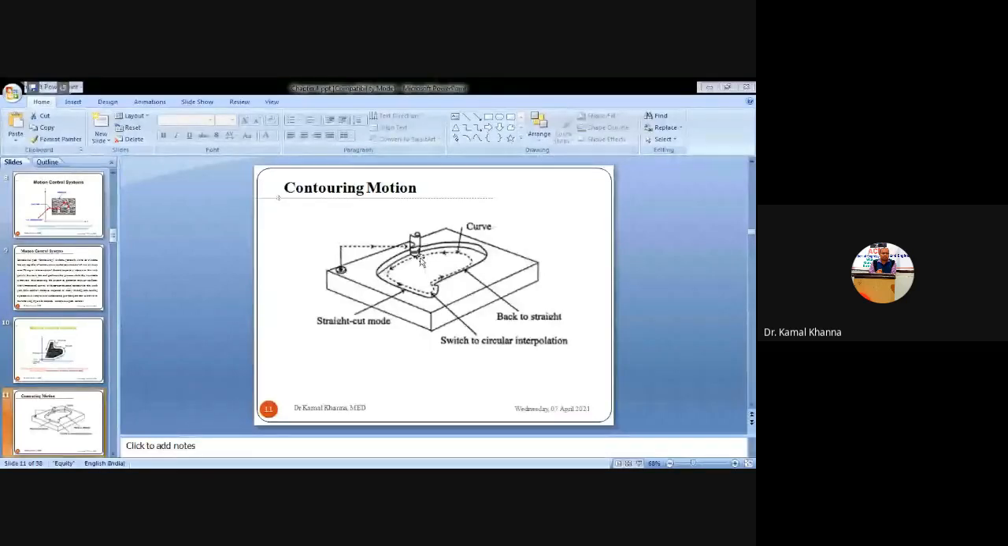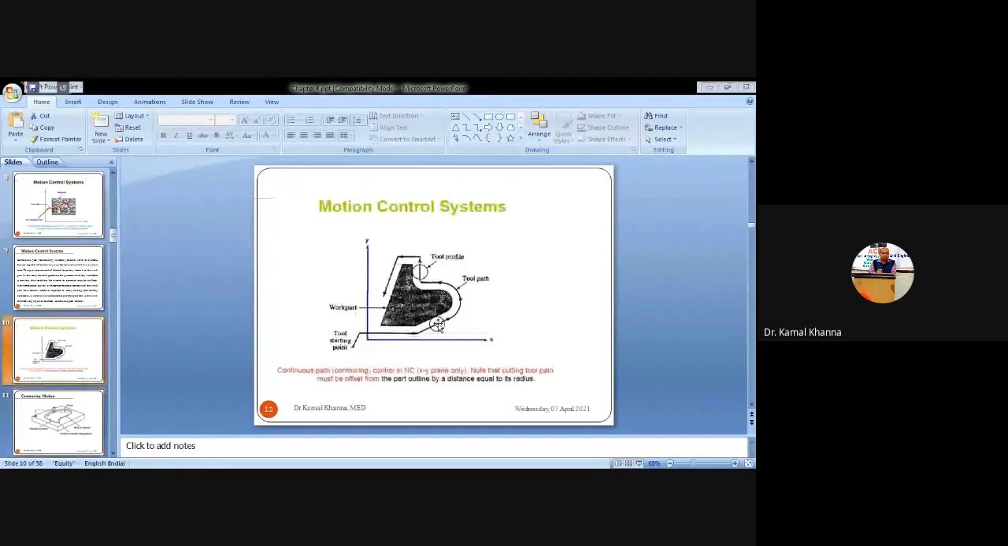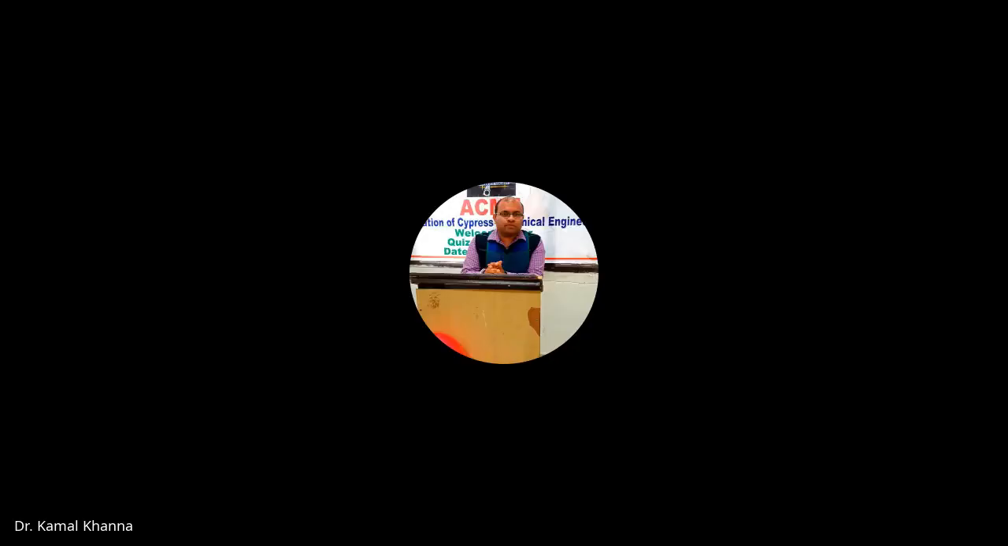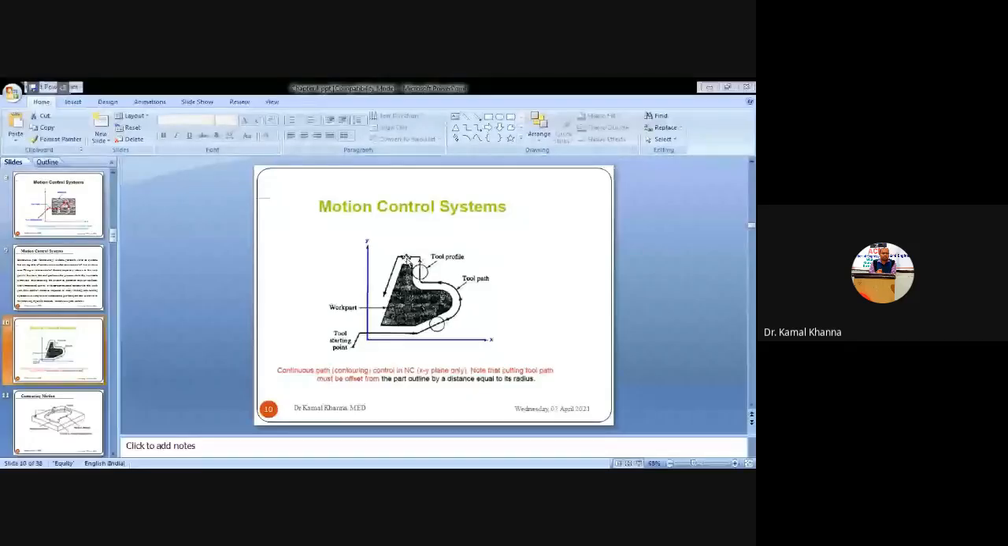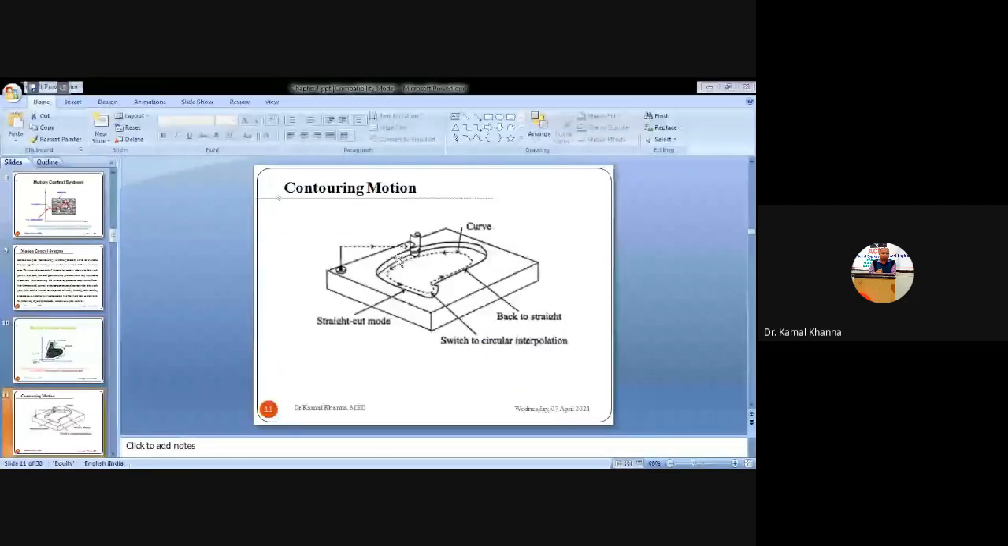So that curve of the tool path will always be at a distance equal to the offset distance, equal to the radius of that tool. If it doesn't perform that operation at the offset distance equal to the tool radius, then there will be an undercut on the specimen. So similarly, you can see here there is some curve, there is some straight line, there is some straight cut mode, there is some circular interpolation. All these changes have been possible only in the contouring motion, whereas this is not possible in the case of the point to point motion.